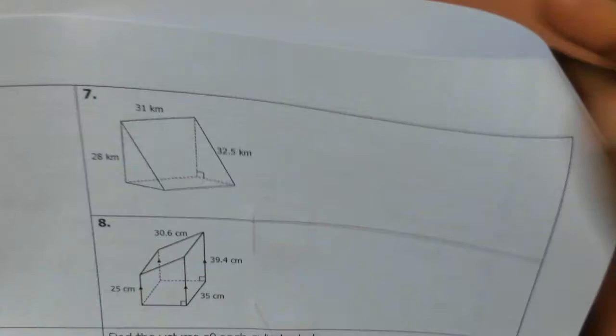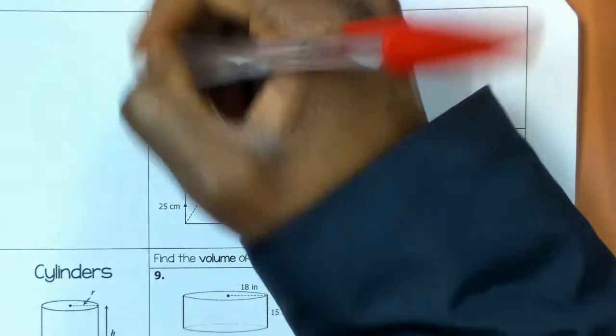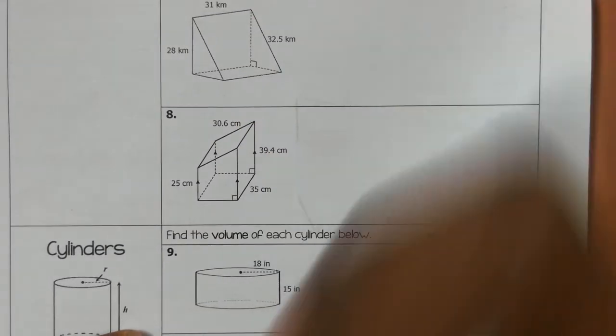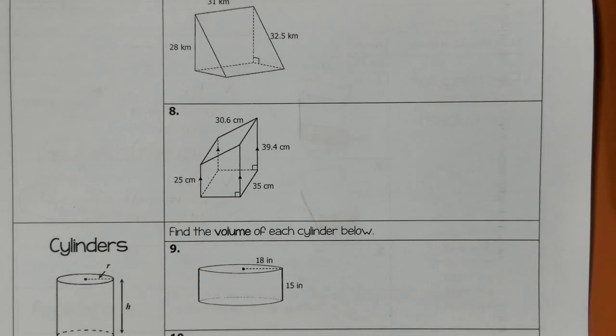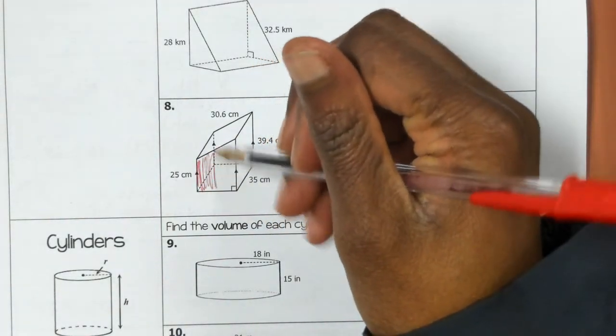So I'm going to do number 8, because that one involves the Pythagorean theorem, and so does 7. Both of these are going to involve Pythagorean theorem. The harder of the two is 8, so I'll do 8. Go ahead and identify the base shape for number 8. What would that be? Okay, if you said trapezoid, that was right. So that's the base shape.